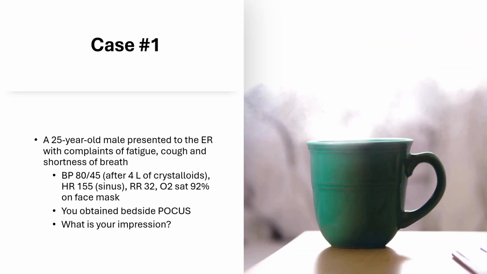So next we'll discuss several cases. All of those cases will have the same patient, but different ultrasound findings. We have a 25-year-old male who presented to the emergency department with complaints of fatigue, cough, and shortness of breath. His blood pressure after 4 liters of crystalloids is 80/45. He has sinus tachycardia with a heart rate of 155. He's tachypneic with a respiratory rate of 32 and hypoxemic with a saturation of 92% on face mask.